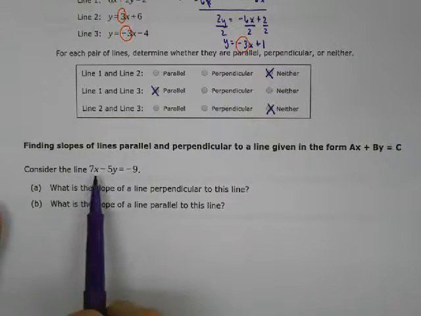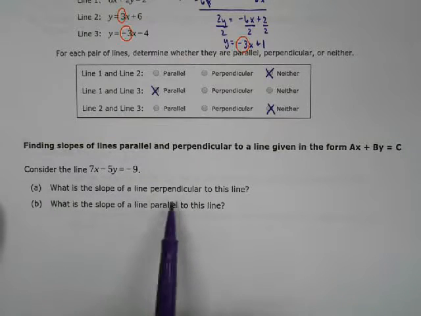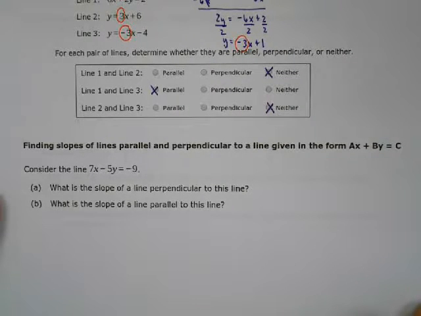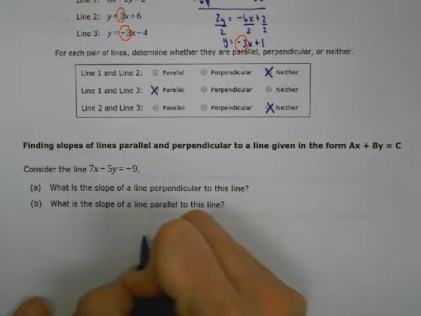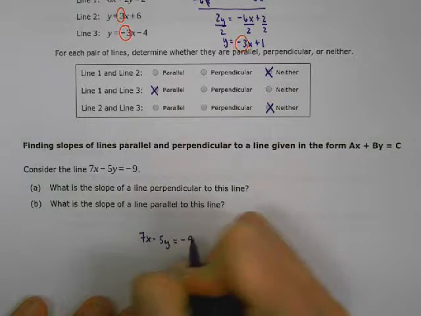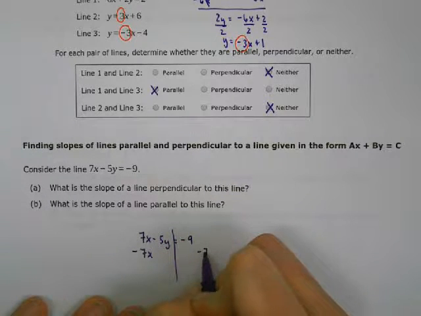So it says consider the line 7x minus 5y equals -9. We need to answer what the slope of a line perpendicular to this line would be and what a slope of a line parallel to this line would be. So we know by now that if I'm comparing slopes, I first have to have the equation in slope-intercept form. So that's the first thing we're going to do, is rewrite this equation. So I have 7x minus 5y equals -9. My first step is going to be to move over the 7x.